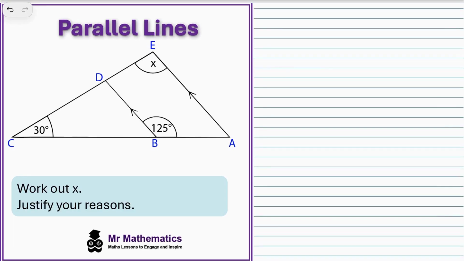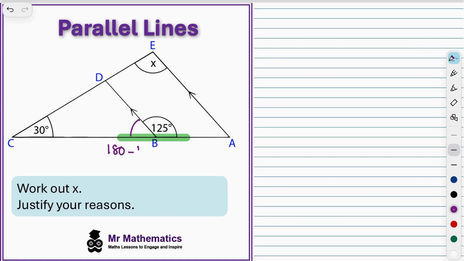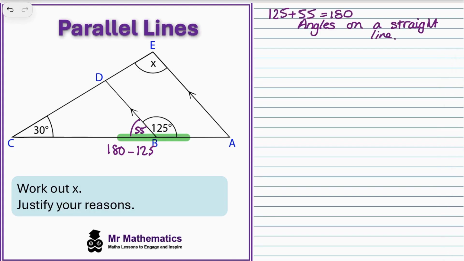Okay, so with this question, I'm going to begin with angles on a straight line. We know that these two will add up to 180. So D to B to C, this angle here, will be the 180 minus the 125, which is going to give us 55 degrees. So I've said that both angles add up to 180 because they lie on the same straight line.